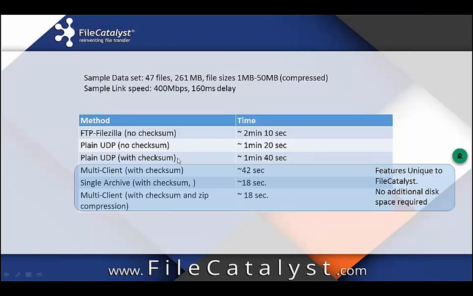Plain UDP with checksum, that means we're going to do a bit-by-bit comparison, took 1:40. And now I'm getting into these advanced features, what I call features unique to FileCatalyst, so multi-client. Your single archive with checksum, your multi-client with checksum and zip compression. And you can see how this goes down. So if you're looking around for acceleration, there's open source acceleration, there's competing products, but not all of them will be able to give you that additional speed that you can get with our product.